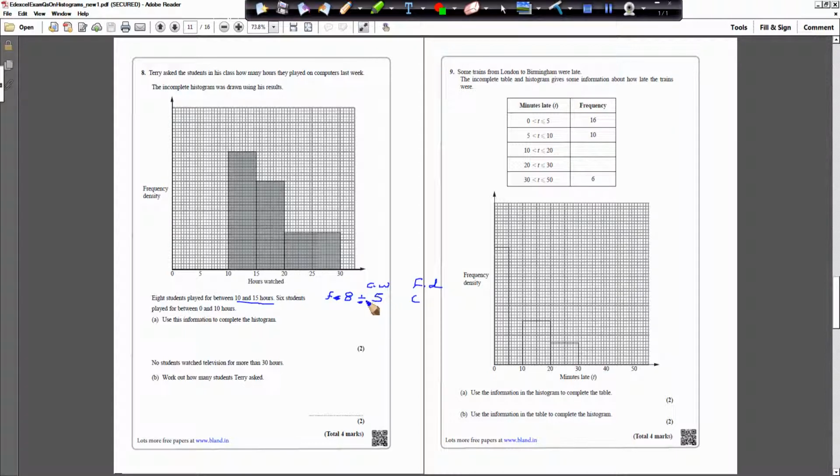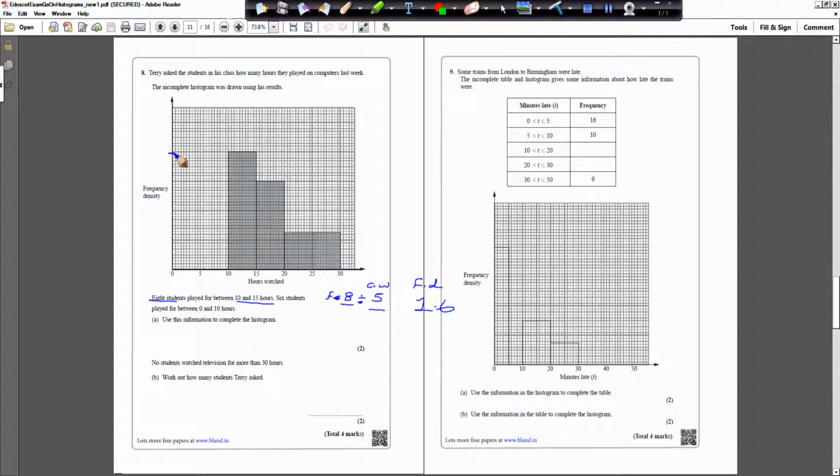Frequency density is 1.6. So from that information there, we know the frequency is 8. They tell us there's 8. We know the class width, we divide them, get the frequency density. So the first one, so we know that this 8 students from, so this height is?